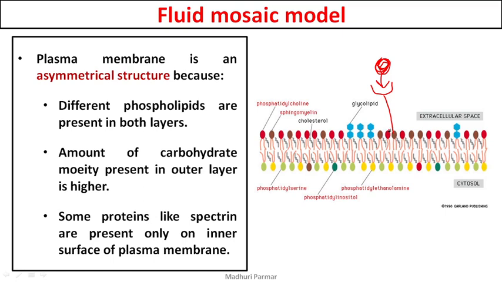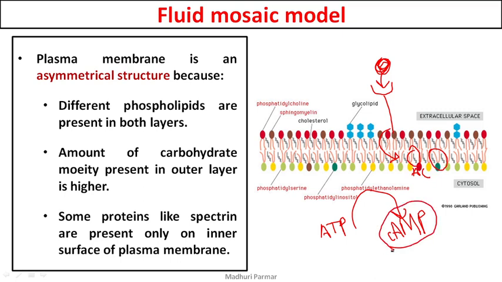So this will send a signal to the inner side of the membrane where there are some enzymes present. For example, this enzyme is called adenylyl cyclase. What it does is it converts the ATP into cyclic AMP. Now this cyclic AMP is known as the secondary messenger.